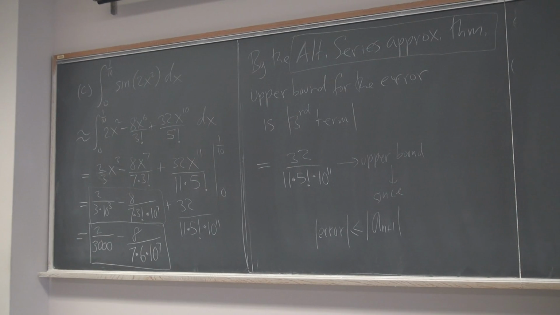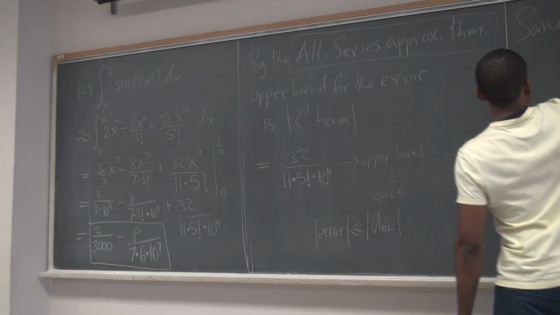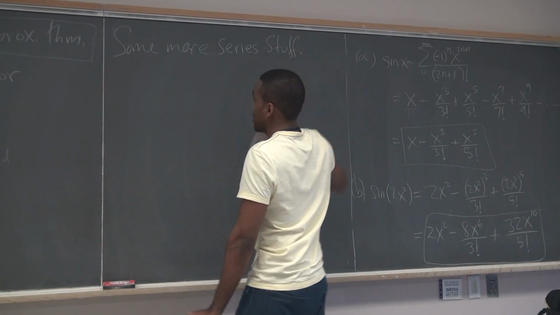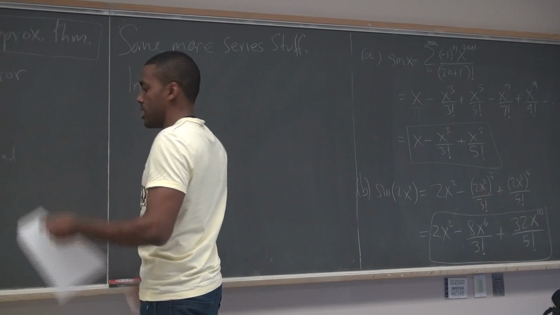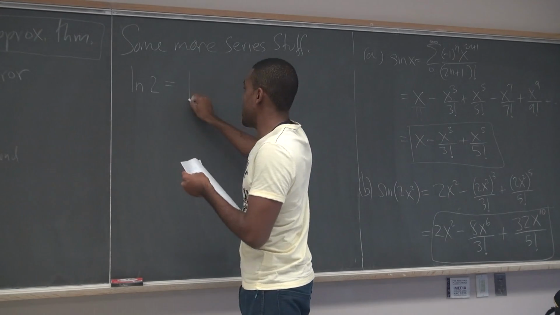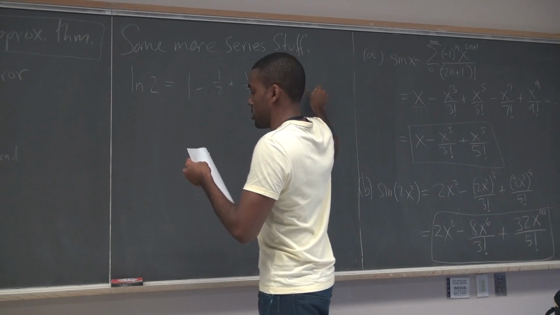Let's do some more cool stuff with series. We have some time. Let's just have a little fun. How about you write something like ln2 as a series? Show that ln2 is actually 1 minus a half plus a third minus a fourth plus.